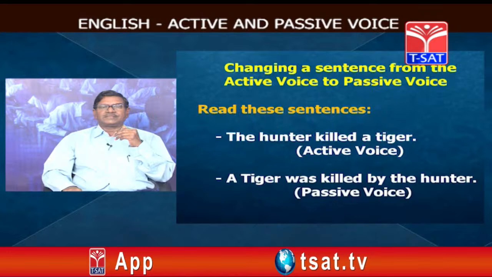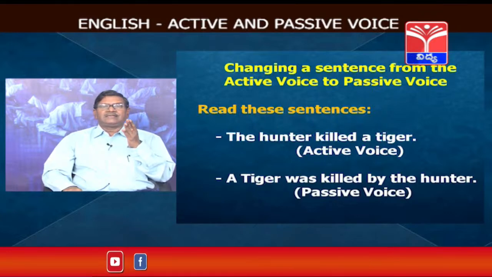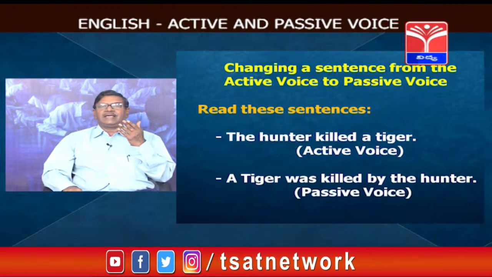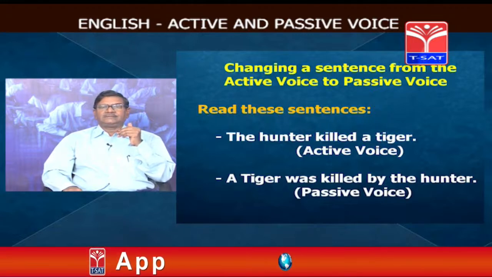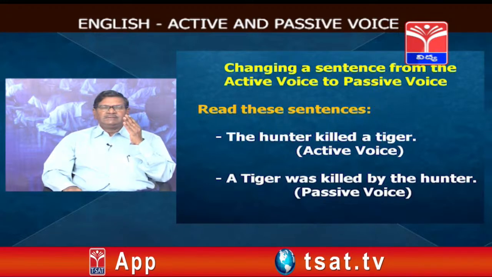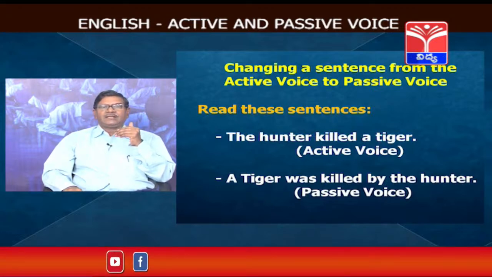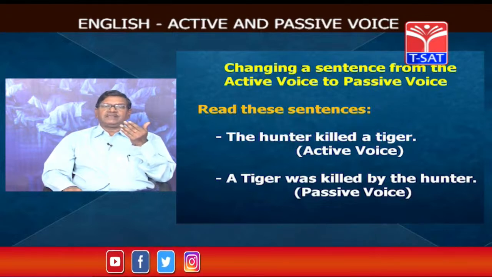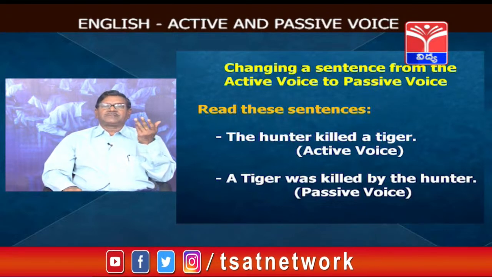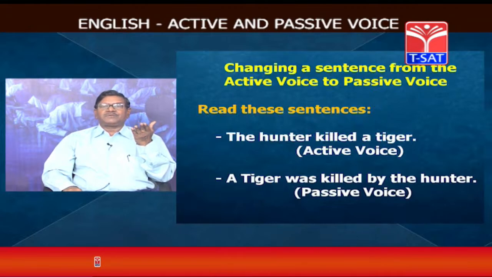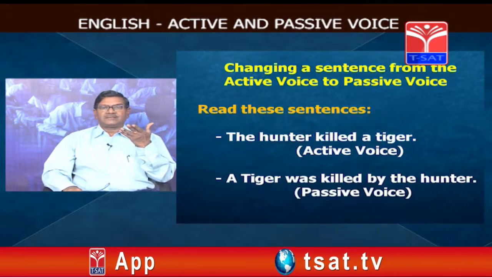Look at these sentences. The hunter killed a tiger. It is said to be in active voice, because who killed? The hunter killed. What did he kill? A tiger. So, tiger is the object. If the object is given preference and importance and it becomes the subject, the sentence is said to be in passive voice. And what happened to it? It was killed by the hunter.